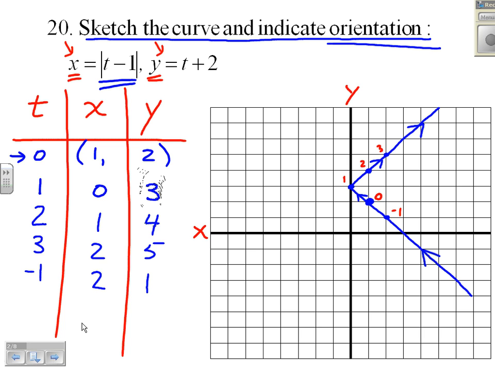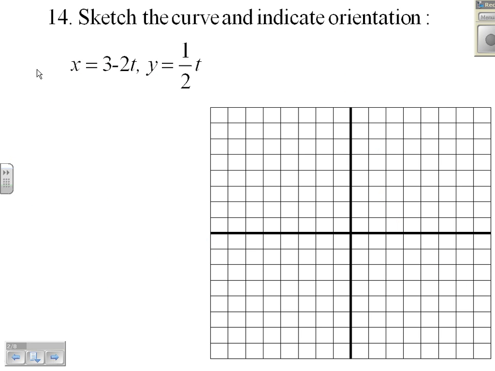Okay, let's take a look at another one of these. Okay, here's problem 14. Maybe a little bit simpler. We don't have an absolute value in there. So I'm going to go ahead and set this guy up the same way. I'm going to choose values of t so that I can figure out appropriate values, ordered pairs, x and y.